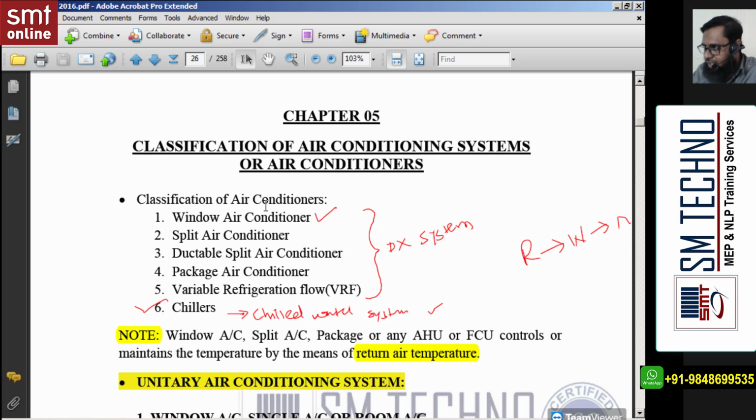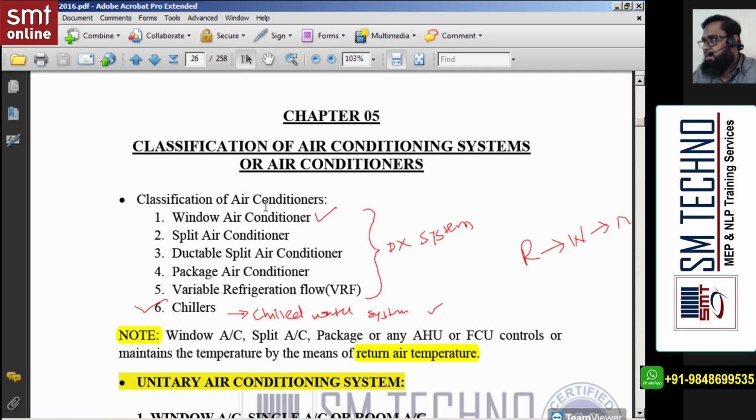After completing load calculation with the selected system, we will complete machine selection of the selected system. So if you know the system, then only you can go for machine selection. For example, if you miss chapter 5, it is difficult to deal with chapter 8. So that is also one reason you must attend this in sequence. You cannot miss the class.